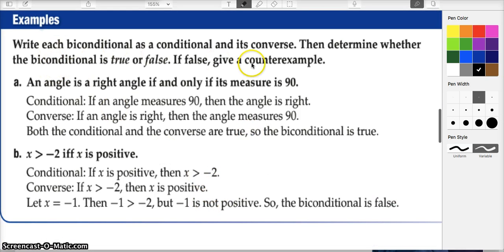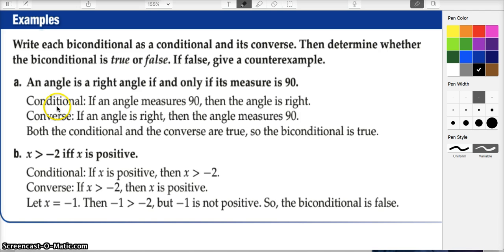We're told to write each biconditional statement as a conditional and its converse, then determine whether the biconditional is true or false, and give a counterexample. So let's take a look. An angle is a right angle if and only if its measure is 90 degrees. Stay focused on just this bold print line. An angle is a right angle if and only if its measure is 90 degrees. That sounds true to me.